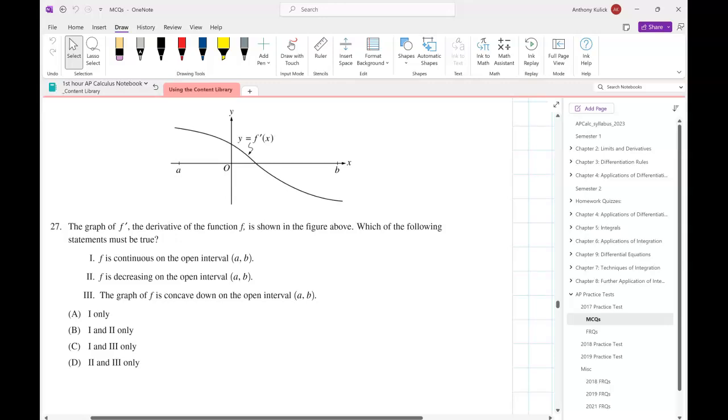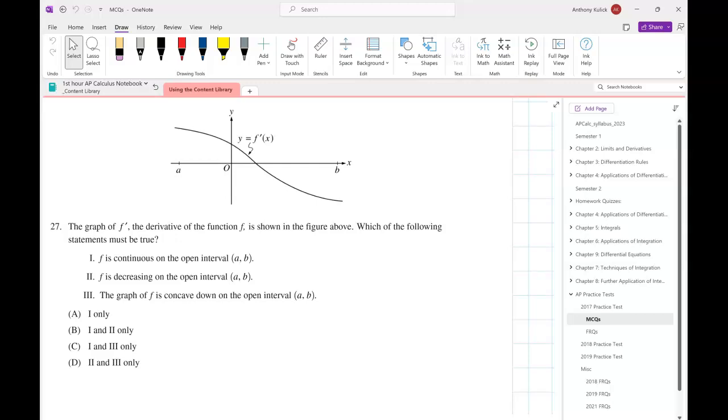One: f is continuous on the open interval from a to b. Two: f is decreasing on the open interval from a to b. Three: the graph of f is concave down on the open interval from a to b. So again, what I would do is address each one of these statements individually, decide if they're true or false, and then go to my multiple choice. If I get a false, I might be able to eliminate some choices, and I'd probably do that as a false came up.